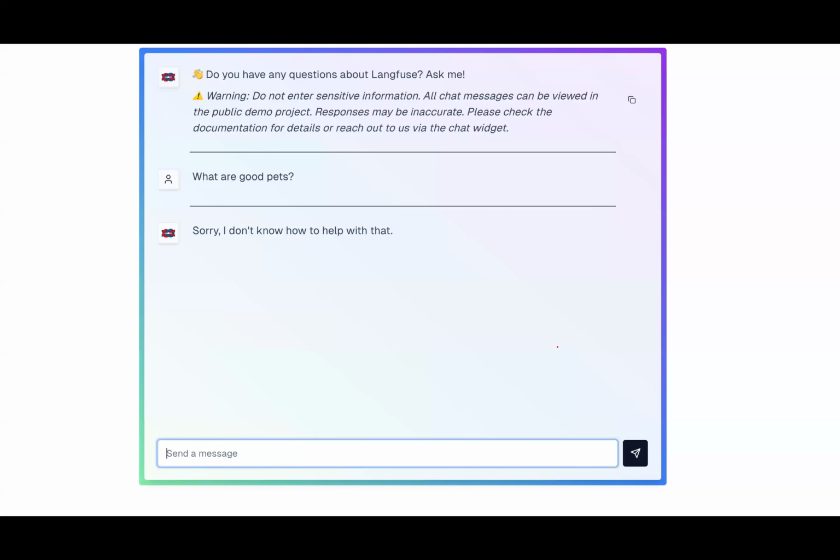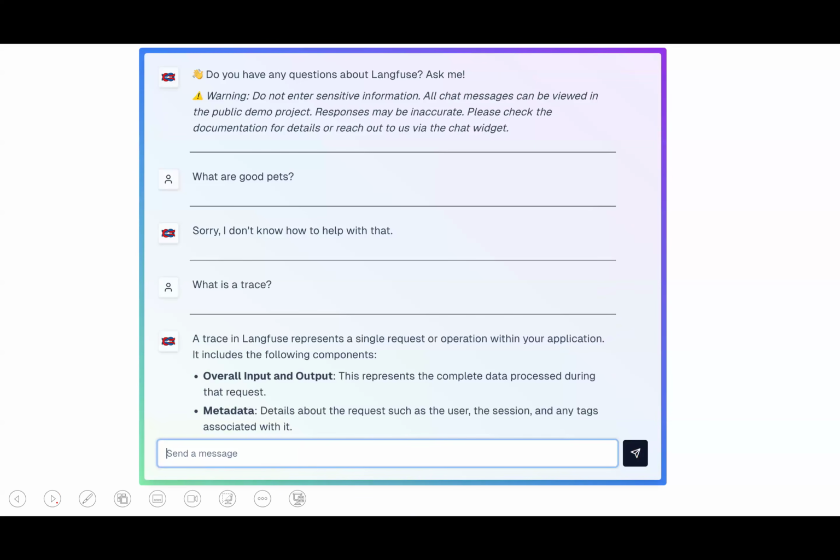"Sorry, I don't know how to help with that." Well, it is a chatbot to help you understand LangView. It's really not about a pet store, so it's to be expected. Okay, I'm going to ask another serious question. Maybe like, what is a trace? And I click. Then I get this result. "A trace in LangView represents a single request or operation within your application." And it's a lot of stuff. All right. So I have just had these two operations, or two interactions, with this RAG chatbot.